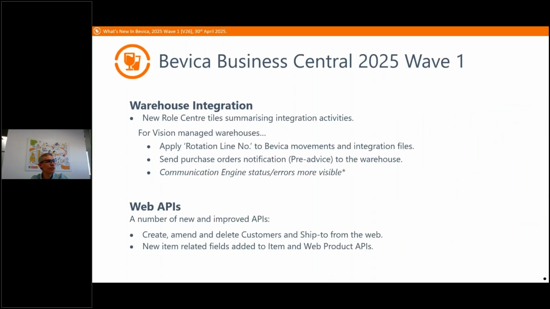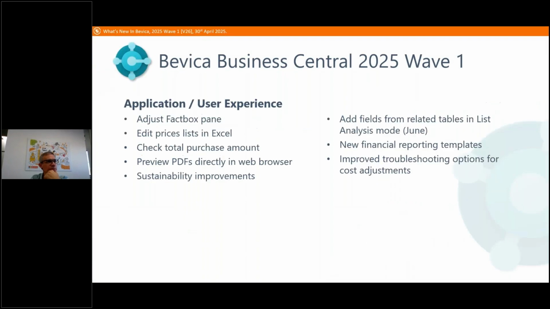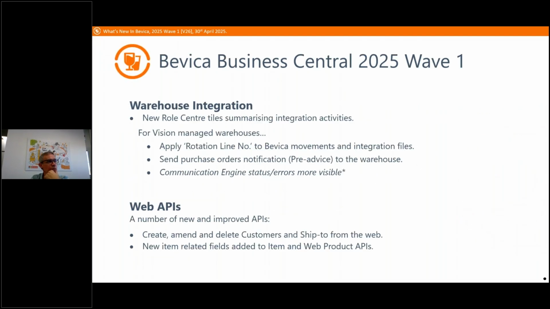So I just scrolled through the slides. Essential spine line. So we're on the warehouse and the web APIs.